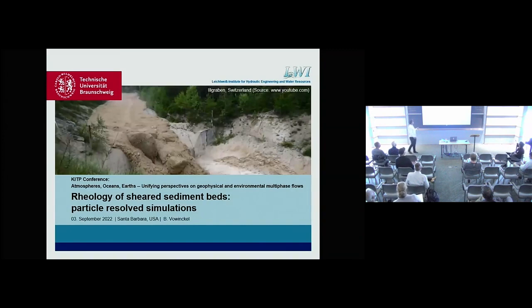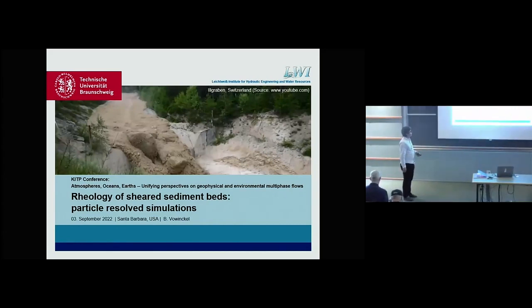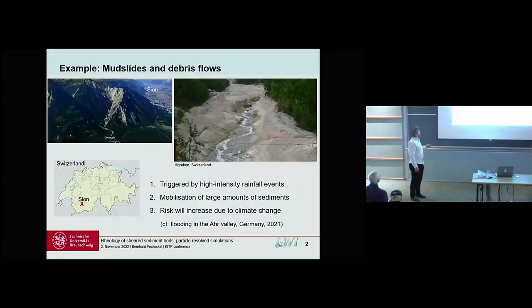So today I'm going to be talking about rheology of sheared sediment beds, so heavy particles that make up the dense suspensions, such as the mudslides we've seen today before in Jeff's talk. And I'm going to be tackling this problem in terms of particle-resolved simulations.